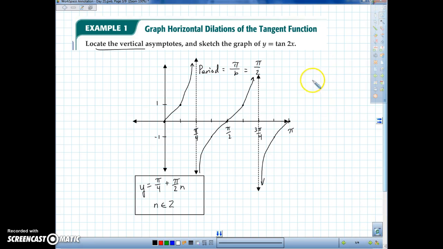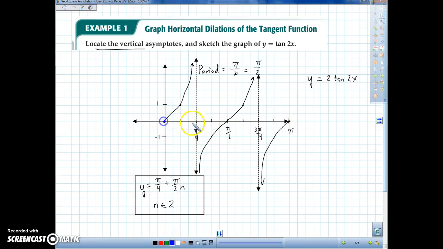The only thing that may change when you're working on the homework problems is if you have an a. So imagine if I took this same graph and I multiplied it by 2. 2 times tangent of 2x. The only thing that would really change is that all of your outputs, all of your ratios would be doubled. That's not going to affect your zeros because 0 times anything stays 0. So these points right here are going to stay the same.